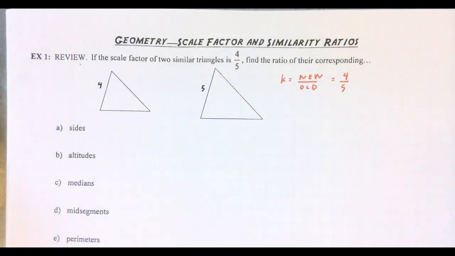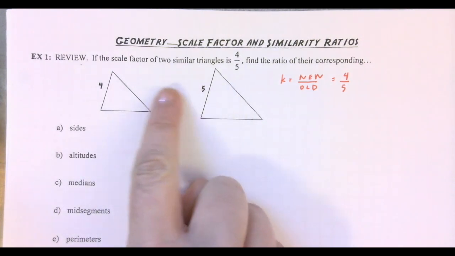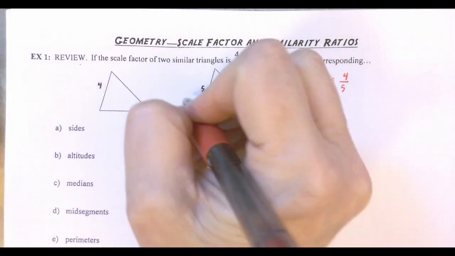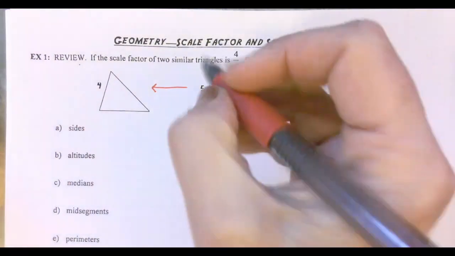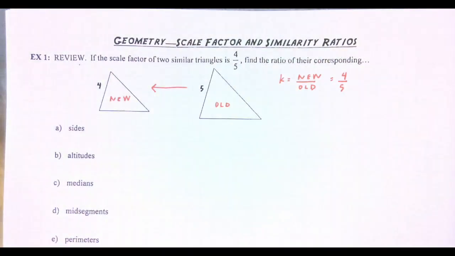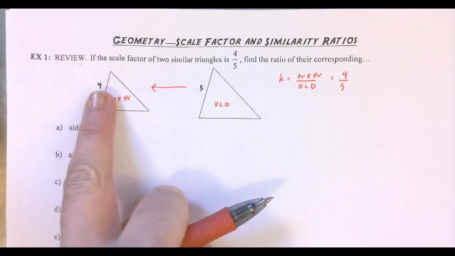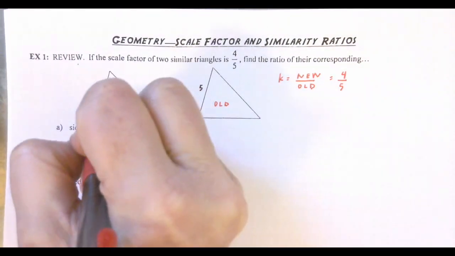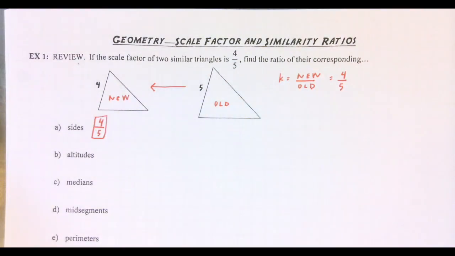When I think about the directionality, we are shrinking it, starting here with the pre-image and finishing here with the image. So I'm reading it in this direction. Again, pre-image to image, or think of it as old to new. Any sides that we have are going to have that same exact ratio as the scale factor. We can see that here. This side is 4, this side is 5. So sides will have the ratio of 4 to 5. Anything that deals with segments will have the same ratio of 4 to 5.